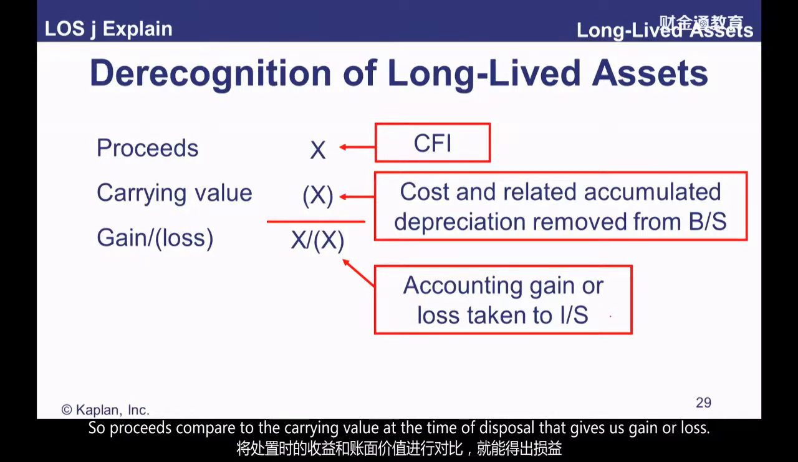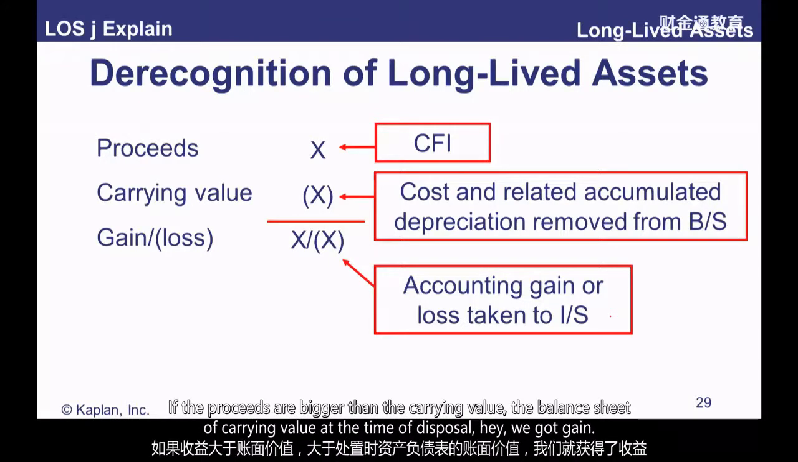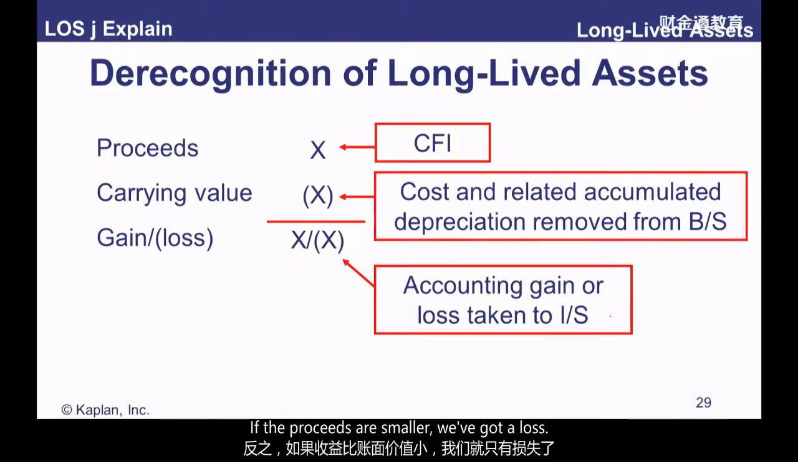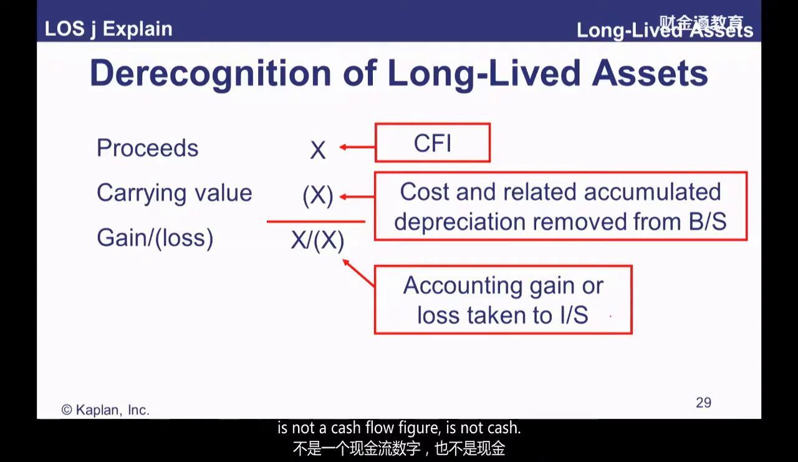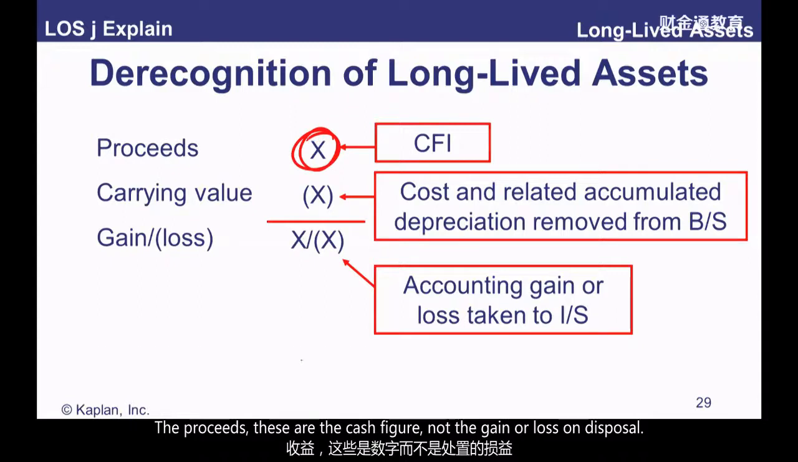So proceeds compared to the carrying value at the time of disposal, and that gives us our gain or our loss. If the proceeds are bigger than the carrying value, the balance sheet carrying value at the time of disposal, hey, we've got a gain, and if the proceeds are smaller, we've got a loss. Key point to note, therefore, is that the gain or loss hitting the income statement on an asset disposal is not a cash flow figure. It's not cash. The proceeds, these are the cash figure, not the gain or loss on disposal.